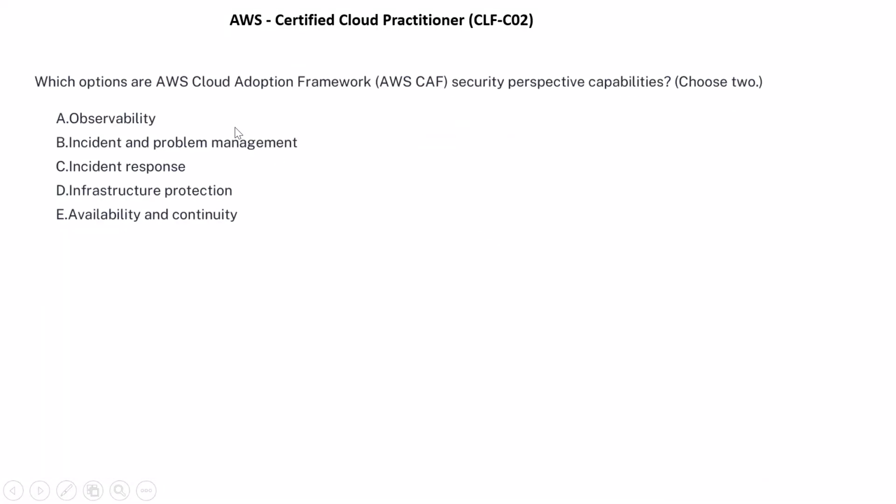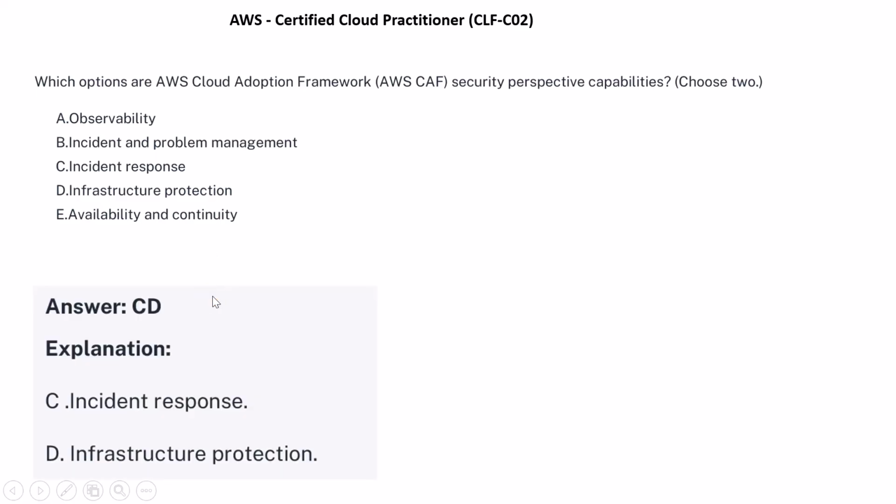Next question. Which options are AWS Cloud Adoption Framework Security Perspective capabilities? Choose two options. The options are option A, Observability. Option B, Incident and Problem Management. Option C, Incident Response. Option D, Infrastructure Protection. Option E, Availability and Continuity. The right answer is option C and option D, Incident Response and Infrastructure Protection.